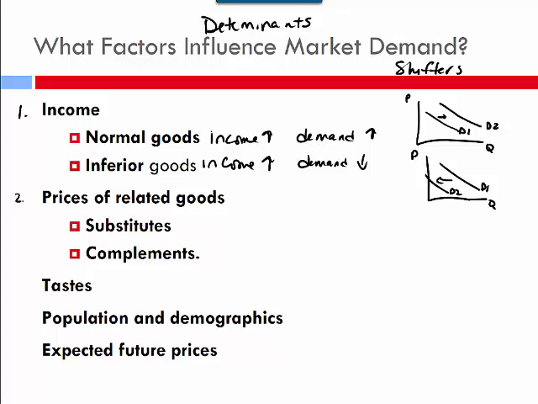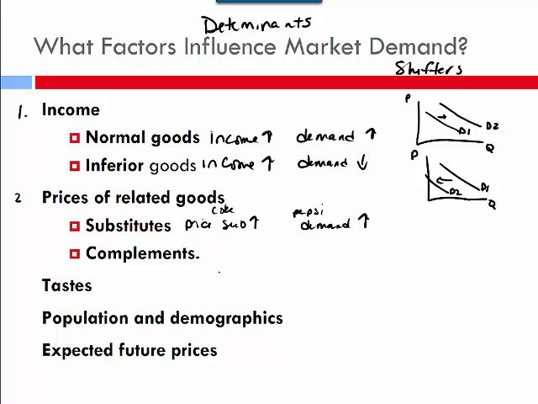Okay, number 2, price of related goods. And there's 2 types of related goods, substitutes and complements. So substitutes would be like Coke and Pepsi, okay? If the price of the substitute goes up, all right, let's say I'm Pepsi. If the price of Coke goes up, then the demand for Pepsi will go up because people are going to substitute from Coke to Pepsi, all right? If the price of Coke went down, the demand for Pepsi would probably go down because people would again switch to the cheaper alternative. That's the substitution effect.